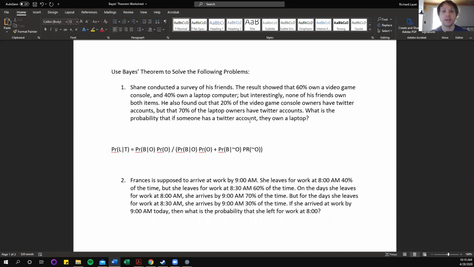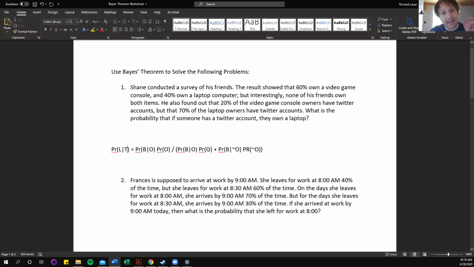So try to do your best to think about this in terms of evidence and hypotheses. We're making a particular observation, which is that somebody owns a Twitter account, and their owning a Twitter account is supposed to, in some way, given the way the problem is specified, give us evidence for the claim that they own a laptop. Okay, and so the question is, how much evidence is it? How good is the evidence that somebody has a Twitter account as evidence for the hypothesis that they own a laptop? And so Bayes' theorem will allow us to do that.